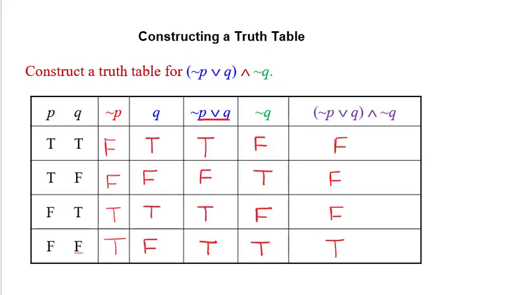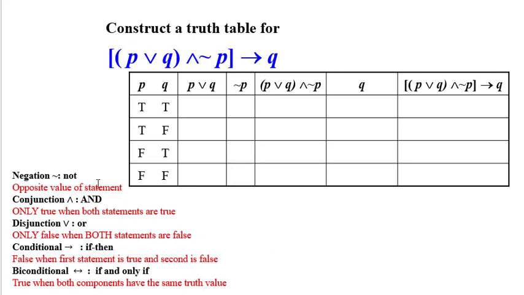Let's try one more. Now to help us out, I put our little reminder down here. So I'm going to look in the brackets first, and then even inside these brackets, I will look at the parentheses. So I need a P or Q. I made a column for that. I need a not P, and then I'll combine those with the and. Then I have a Q. So I'm going to write the Q again, even though I see it over there. Once again, I like to have everything in order. And then this is my final answer on the far right.